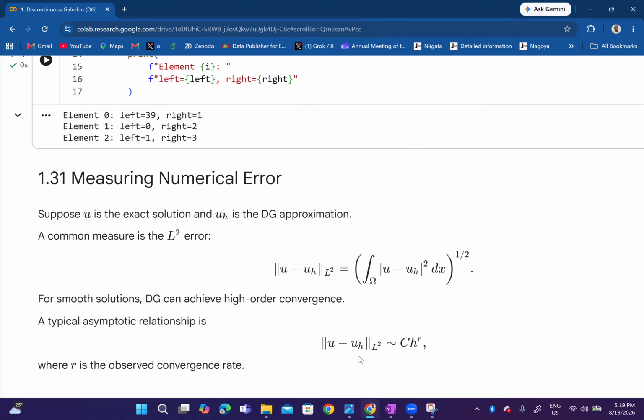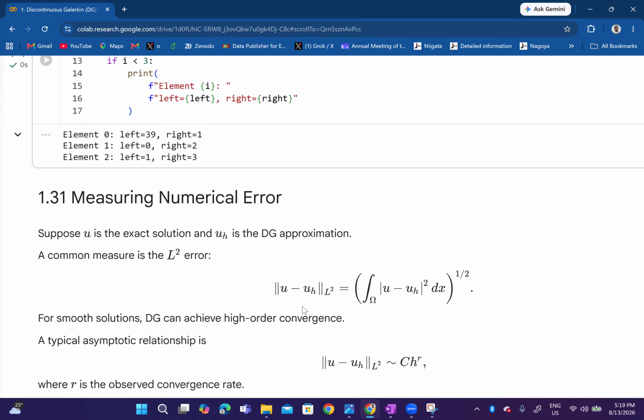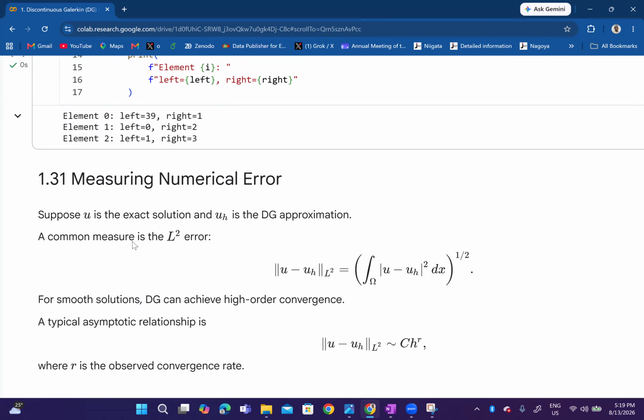So, measuring numerical error now. Suppose u is the exact solution and u_h is the discontinuous Galerkin approximation. Of course, error measurement is where we want to make sure everything we are doing is within an acceptable error limit. A common measure is the L squared error. So you have the norm of u minus u_h in L squared, equal to the integral over omega of the absolute value of u minus u_h squared dx, all raised to the power half.